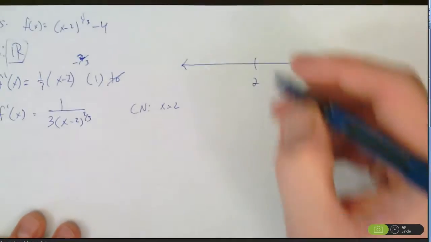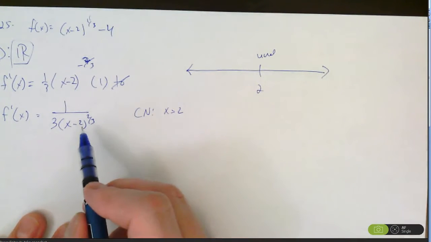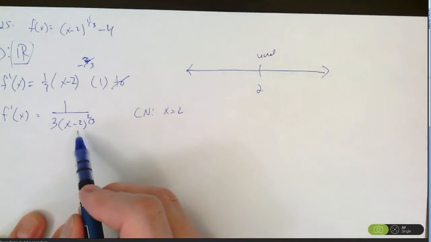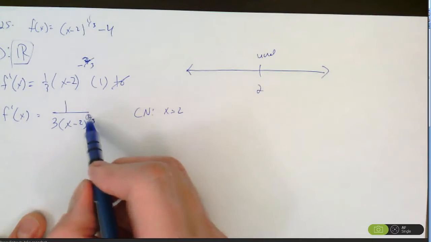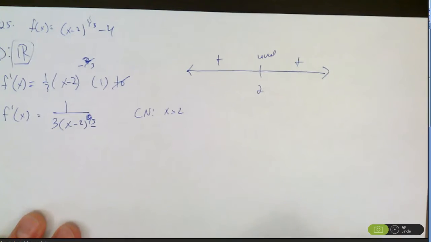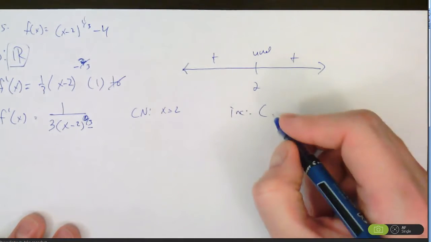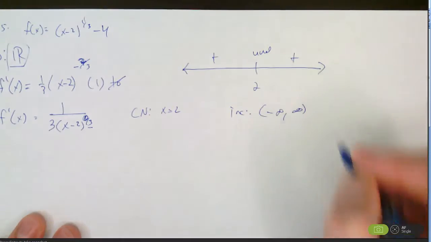2 is my number to check. It's undefined there. And the nice thing is this. I'm going to plug a number in for this. Well, this is going to be to the 2/3 power. So you're going to take the cube root, but square it. Anything I square is positive. So it's positive over here, positive over here. So this guy is actually always increasing from negative infinity to infinity.